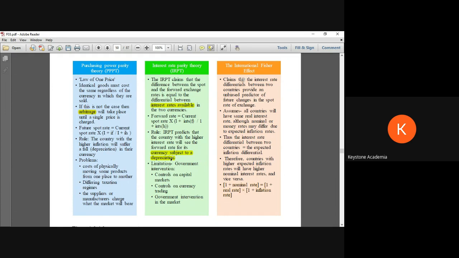Then the third one is the international Fisher effect. It claims that the interest rate differentials between two countries provide an unbiased predictor of the future spot rate of exchange. Whatever the difference in interest is, the change is very close to this only. Just looking at how this country's interest rate is changing and how the other country's interest rate is changing.